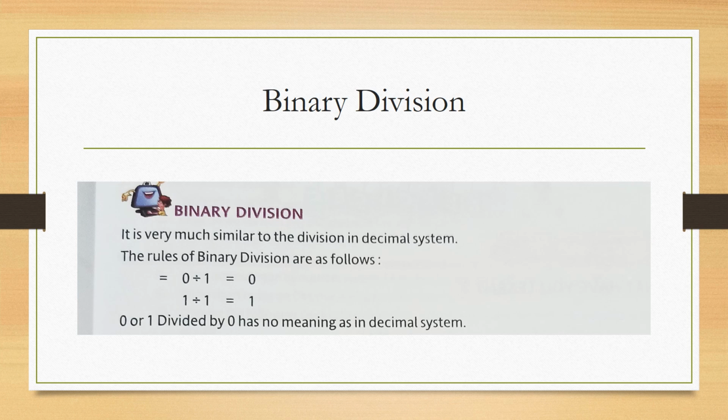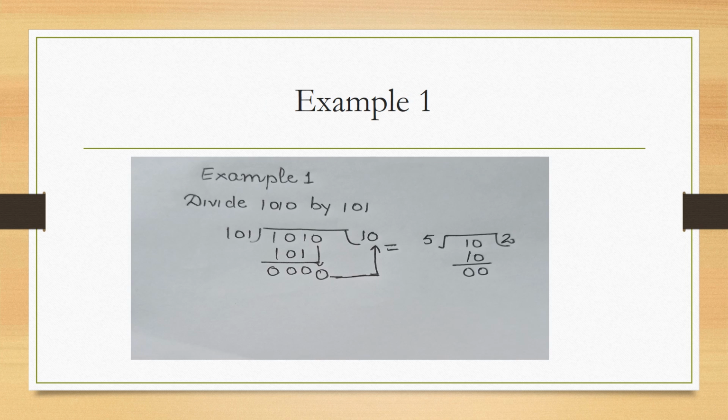The last operation is binary division. It is very much similar to the division in the decimal system. The rules of binary division are as follows. When we divide 0 by 1, the answer is 0. And when we divide 1 by 1, the answer is 1. Division by 0 has no meaning, as in decimal numbers.